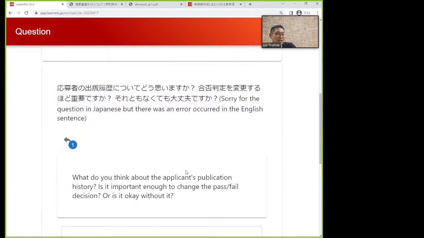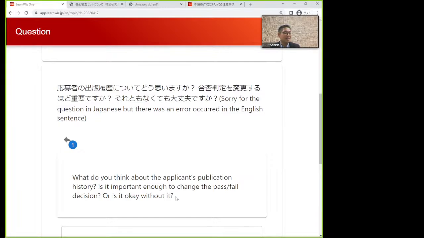So what do you think about the applicant's publication history? Is it important enough to change the pass or fail decision, or is it okay without it? So the answer is, I think, please include your publication history. However, you need to relate it to your research skill or research. Just saying I have some publications will be meaningless. So please connect it to your research.